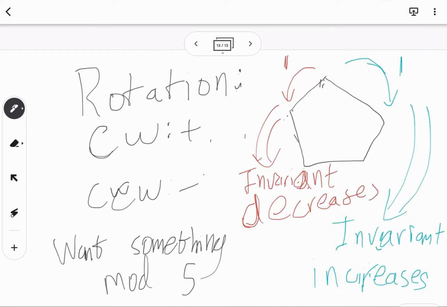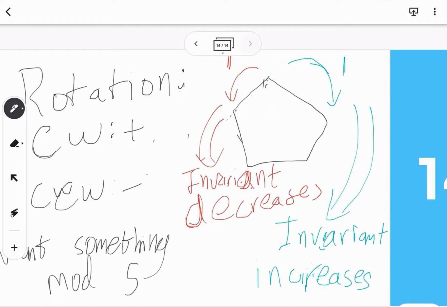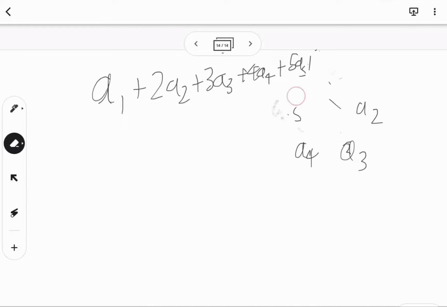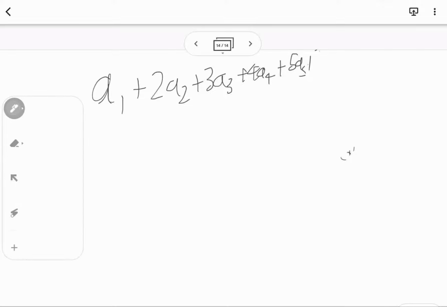And so now your invariant should be something like this. The only possibility would be, if you have A1, A2, A3, A4, and A5 as your pentagon, then you want A1 plus 2A2 plus 3A3 plus 4A4 plus 5A5 mod 5. Let me erase the A1s through A5s because they're getting in the way. So you want this entire value mod 5, and this is what your invariant is, right?